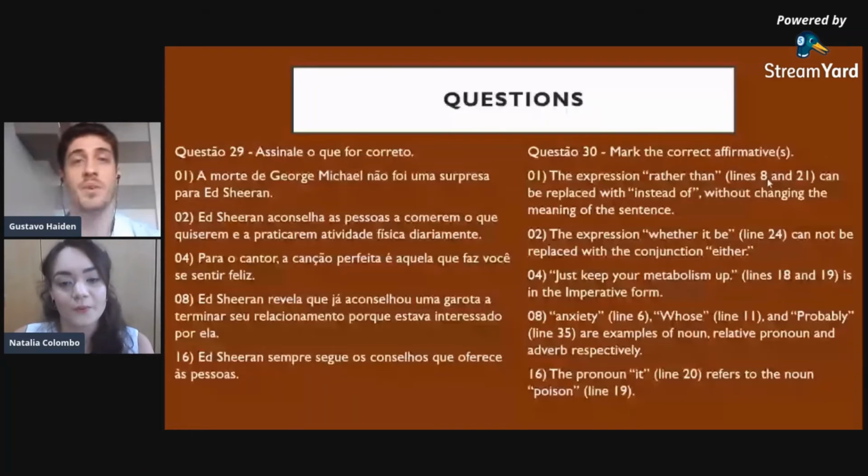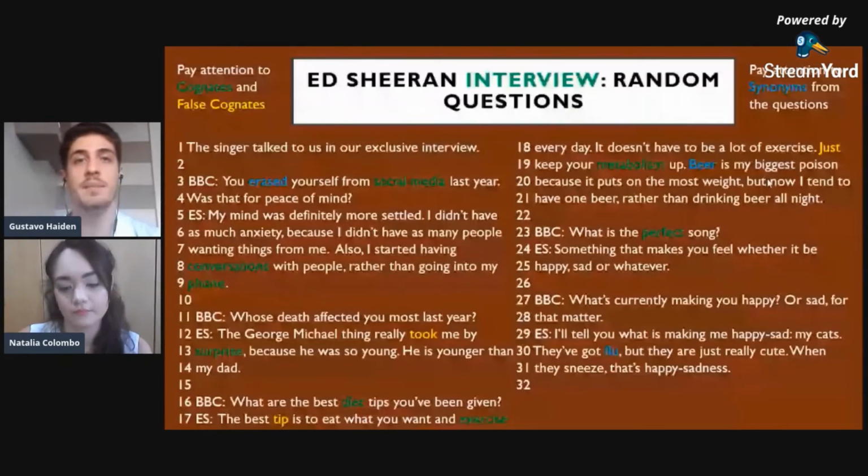Muito bem. So now we have here the text, Ed Sheeran interview, random questions. Nós vamos querer que vocês façam a leitura desse texto, mas não de qualquer forma. Nós vamos querer que vocês coloquem em prática as estratégias. So, when you read the text, pay attention to cognates and false cognates. To help you, we put some possible cognates in green and some possible false cognates in yellow. Pay attention to them. And also, in blue, we have there some synonyms from the questions.